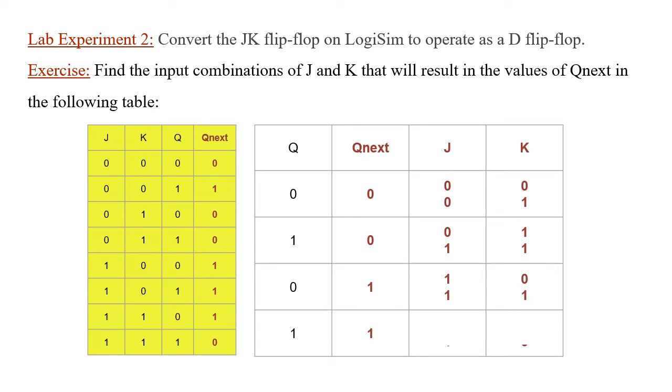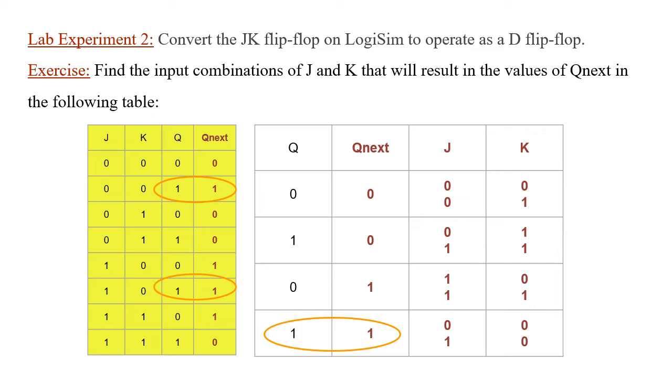Finally, in order for the transition between Q equal to 1 to Q next equals to 1, so there's no change, in order for this to happen, we need the values of J and K to be either 0, 0 or 1, 0. So we're going to copy these values in the table here.